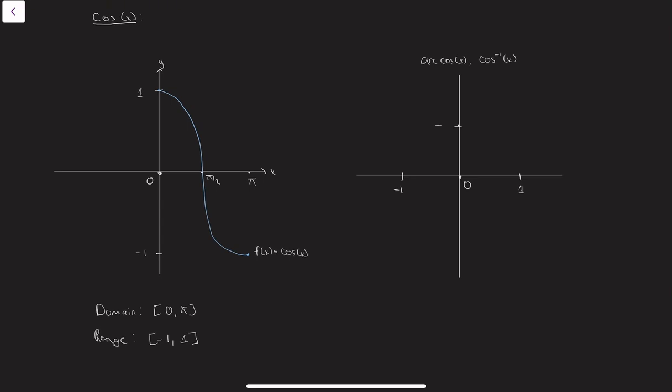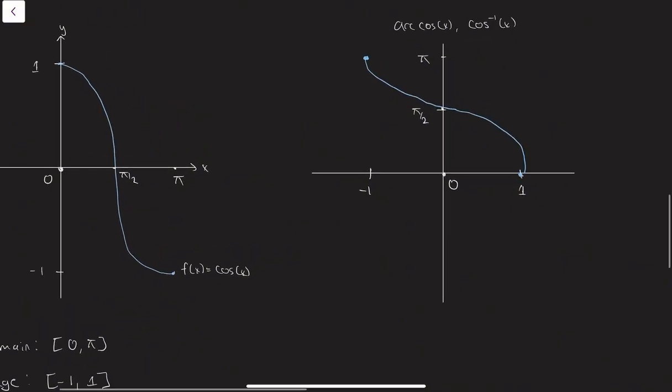It's pi over 2 here, and this is pi. And then we can put this here. We have this here. And then if we go ahead and attach our lines properly, we have f of x is equal to arc cos of x. Perfect. This is exactly what we were looking for.